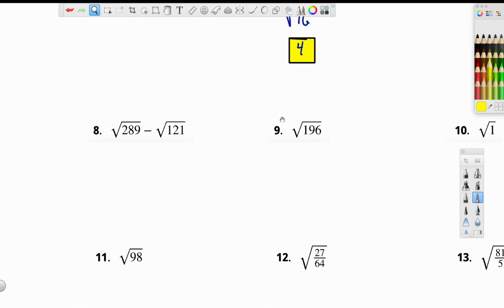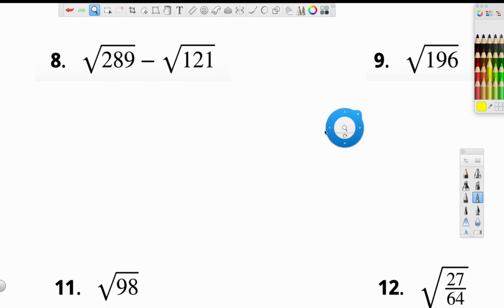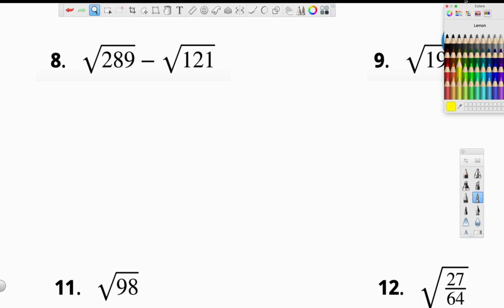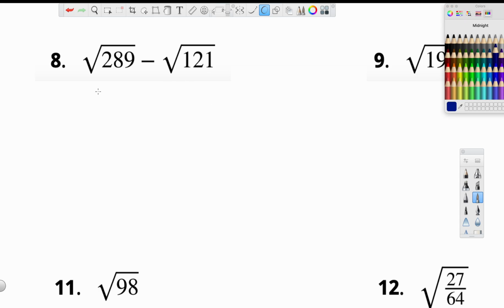All right, let's take a look. Let's do number 8. We have the square root of 289 minus the square root of 121. These are also perfect squares. You can put these in your calculator, square root of 289, and check it and see if it works out to be an integer. And if not, then make the factor tree. So the square root of 289 is 17. And the square root of 121 is 11. And 17 minus 11 is 6.